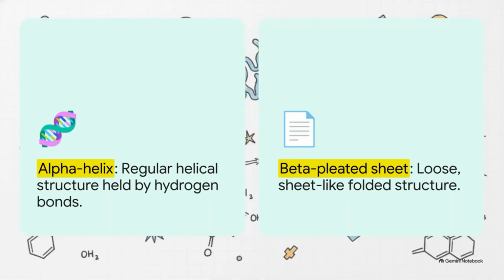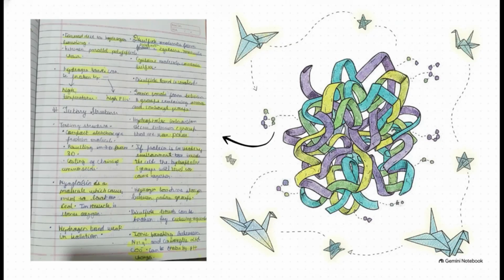Now, as we move forward to the secondary structure, hydrogen bonding along the backbone forces the chain to fold. It naturally wants to twist into a tight, regular spiral called an alpha helix, or it might fold back and forth on itself to create a looser, flatter structure known as a beta-pleated sheet. But our molecular origami doesn't stop there.